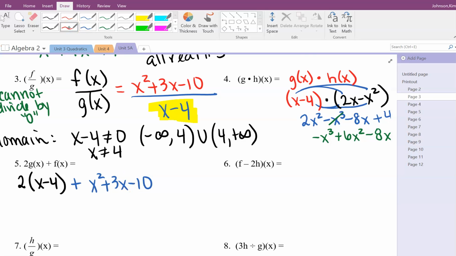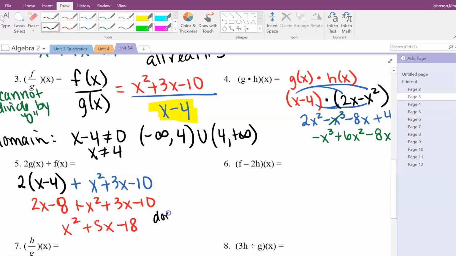I'm going to combine like terms here. So 2x minus 8 plus x squared plus 3x minus 10. I get x squared plus 5x minus 18. And again, if we think about this as a quadratic, the domain on this is all real numbers.